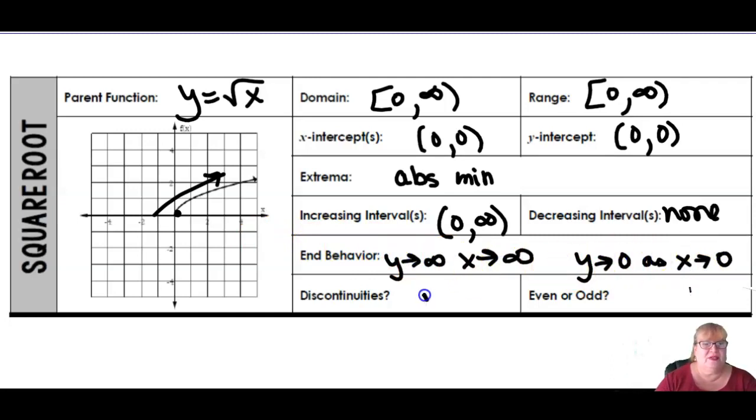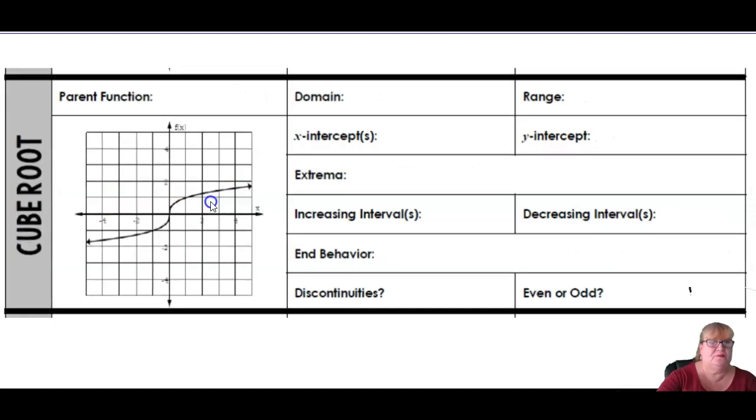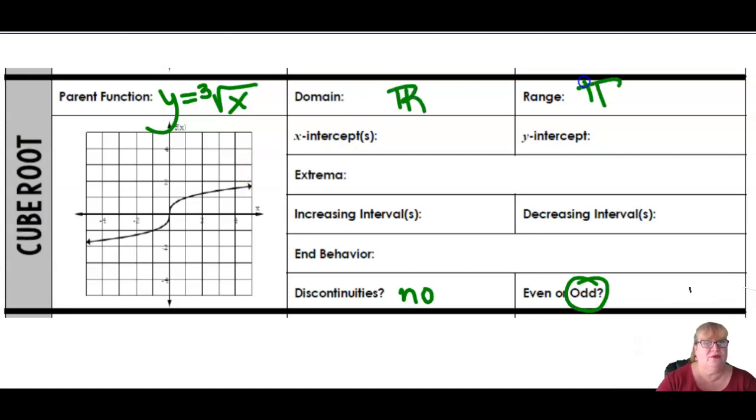All right, discontinuities, there are none, and it is neither even nor odd, because you can't flip it across any axis and have it look exactly the same, and you can't rotate it 180. The cube root, on the other hand, if we rotate this one 180, it will be the same, so this one is odd, has no discontinuities. It is the cube root of x. This time it goes left to right and up and down forever, so it's all real numbers for both of these. It does go through 0, 0.